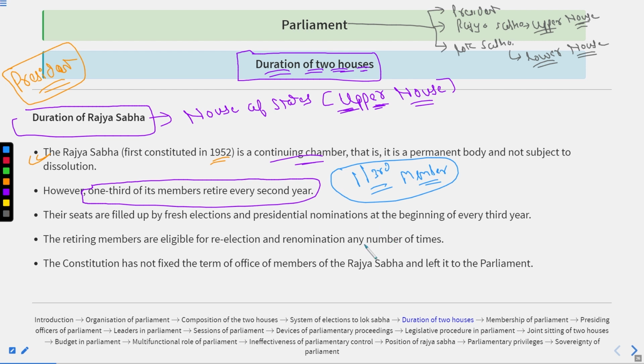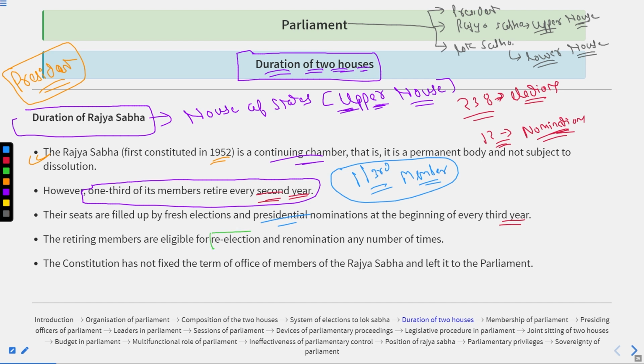Their seats are filled up by fresh elections and presidential nominations. Why? Because we know there are 238 seats which are open for the elections, and there are 12 seats which are reserved for the nominations. Alright. So basically, their seats are filled up by the fresh elections and the presidential nominations at the beginning of every third year because they retire every second year. The retiring members are eligible for re-election and re-nomination any number of times.